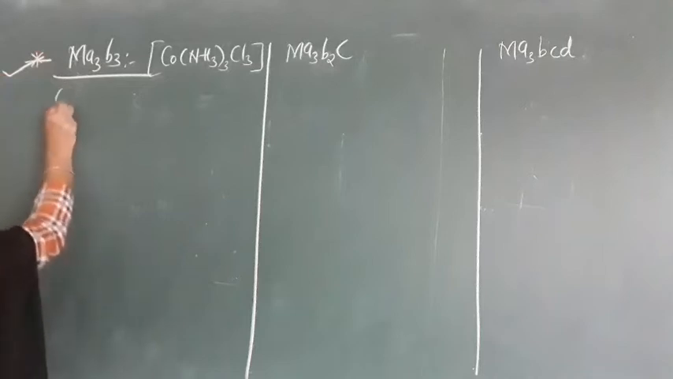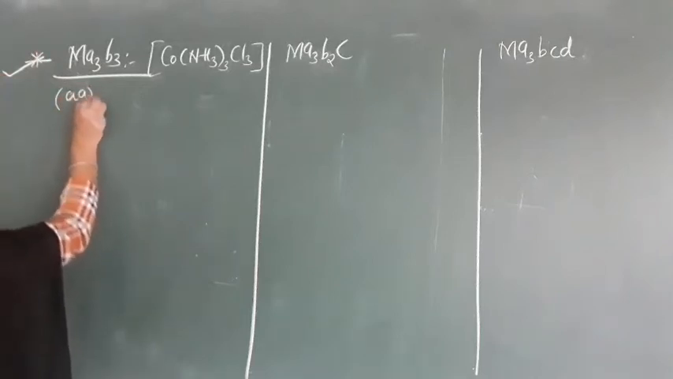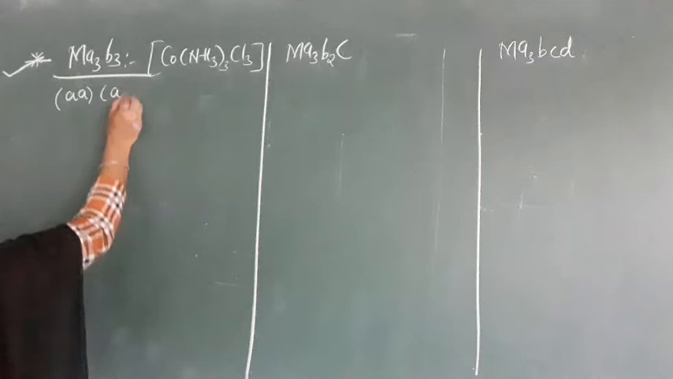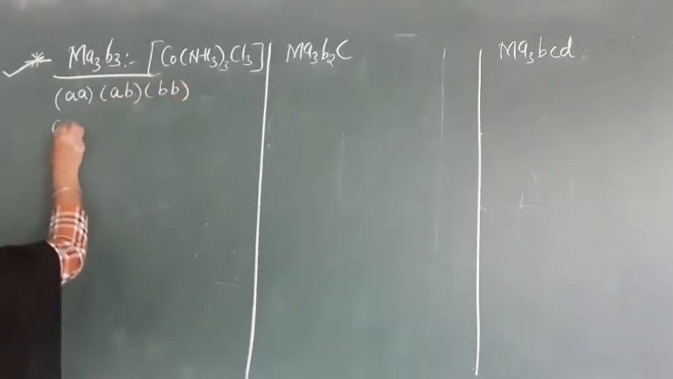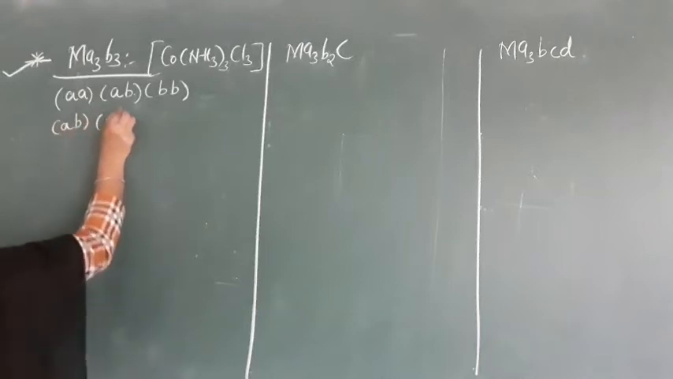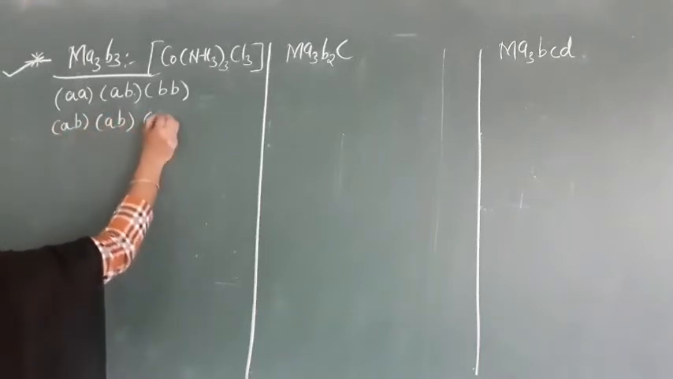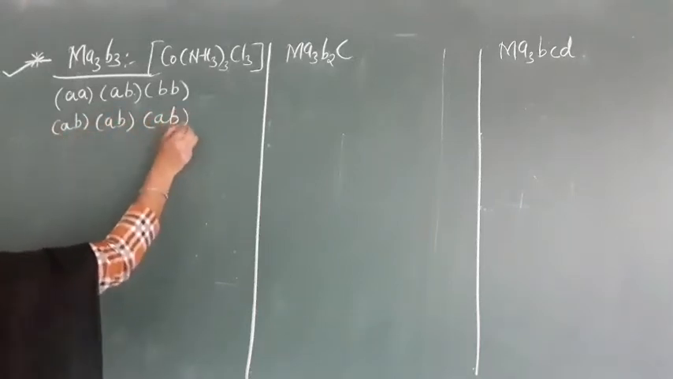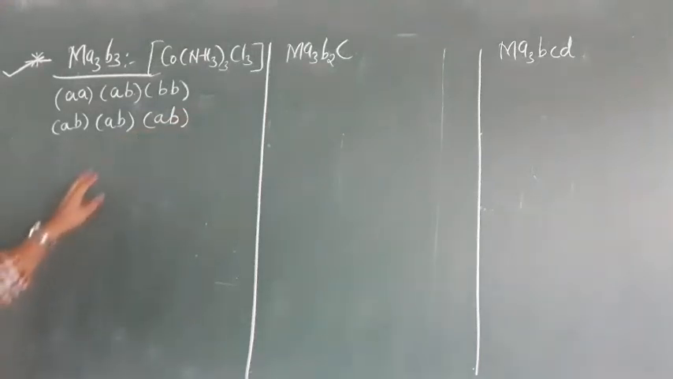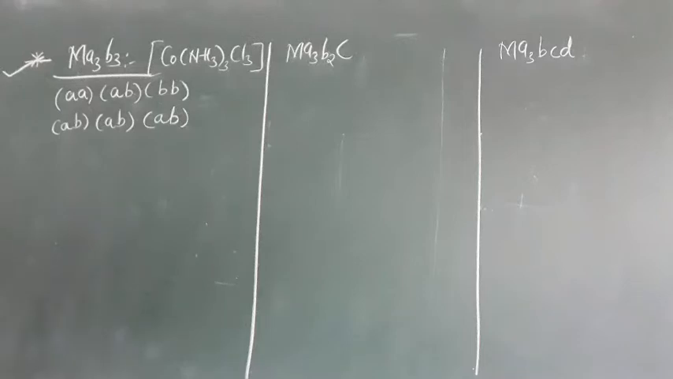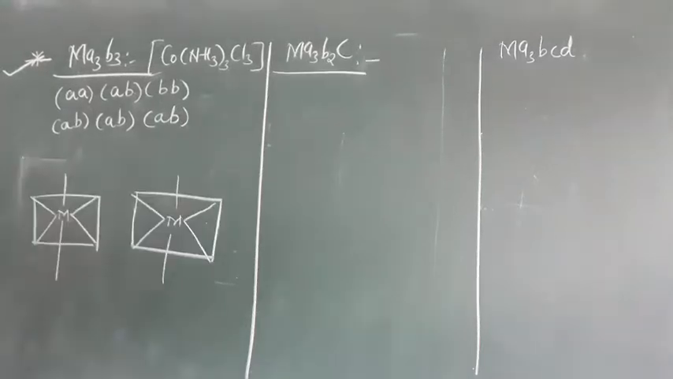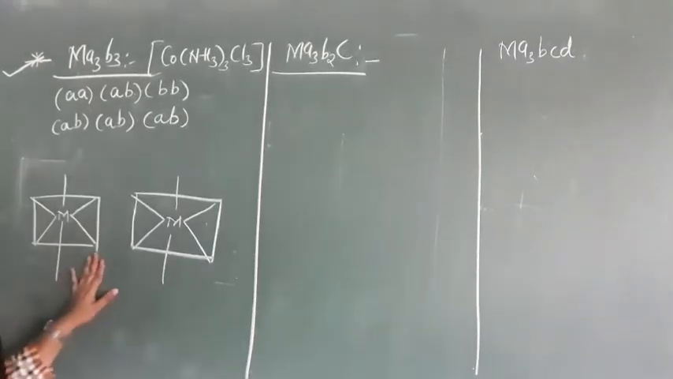Now see the combination, how we can make it. AA, first we will have AB and then BB. This is one possibility. And next we have AB and then AB. So these are the possibilities. That means here 2 geometrical isomerisms are there. How to draw? See now.